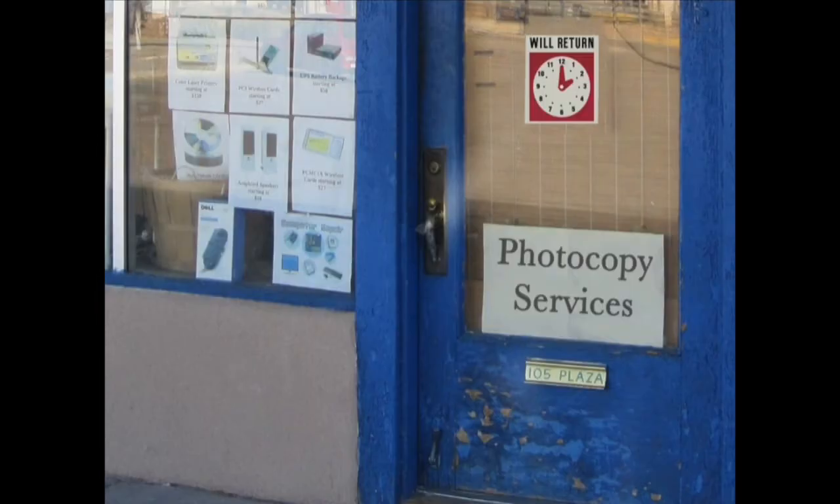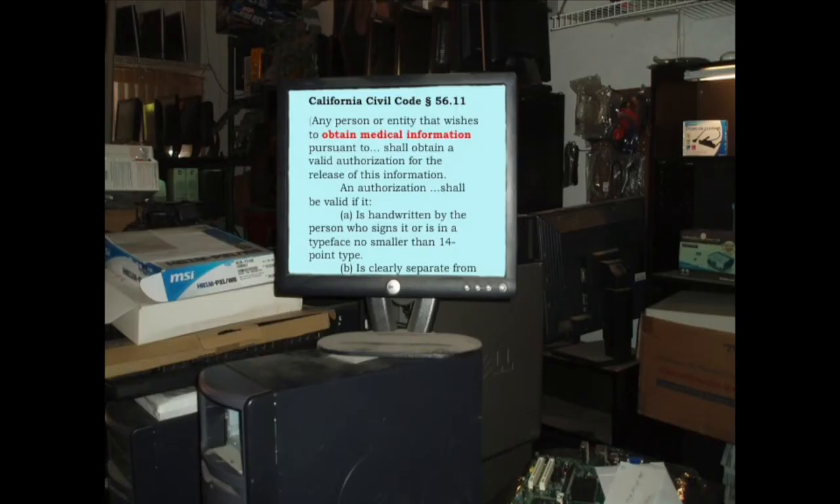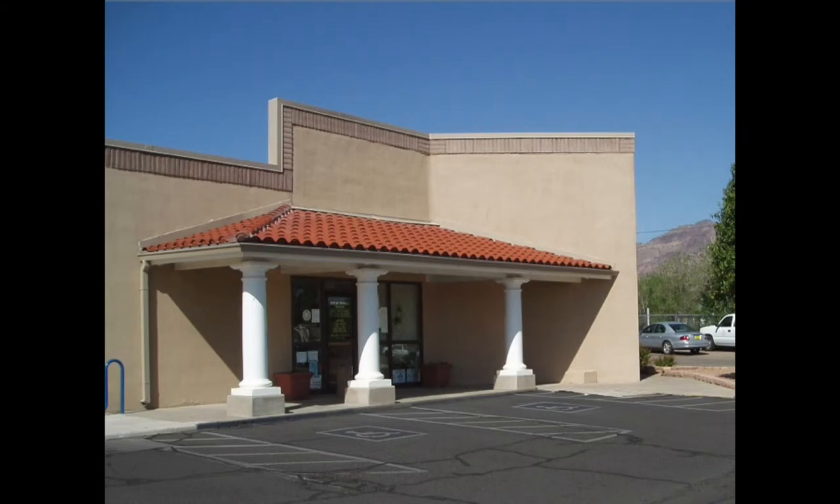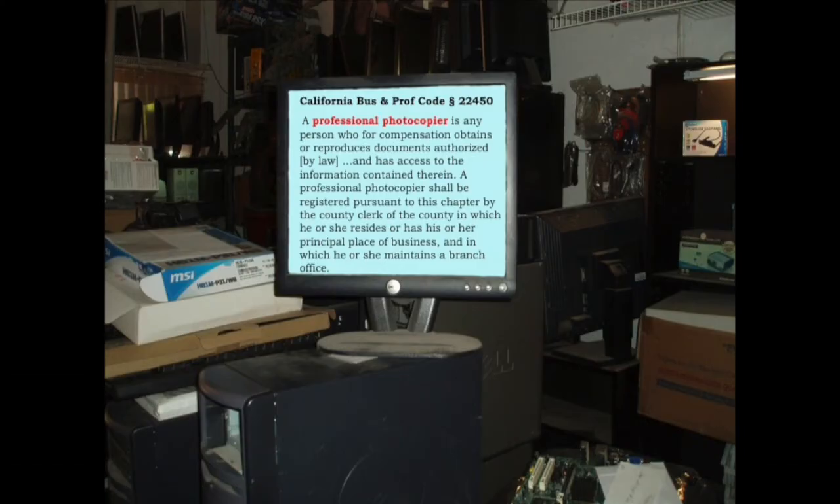Hey Pete, I'm so glad you decided to come over and join me. I want you to take over the photocopy services. Should I start by doing some marketing? Not yet. First we need to cover some ground rules. A lot of our business involves medical information that we obtain through medical authorizations. The authorization document must be valid under California law and HIPAA regulations. You need to go to the county clerk's office to get registered as a professional photocopier. California law requires county clerks to keep a list of professional photocopiers.